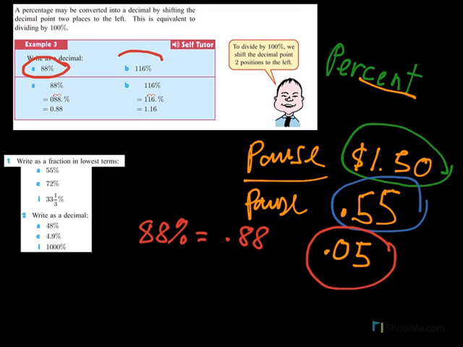Okay, here we have 116%. How do we write that? Well, 116%, if that was money, would be 116 cents. If we wrote 116 cents, that would actually be $1.16. Okay, and we would write it like this.